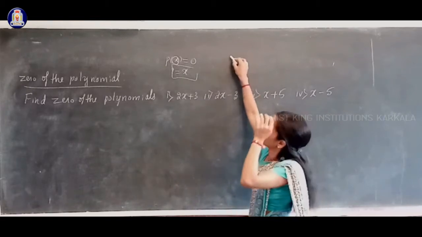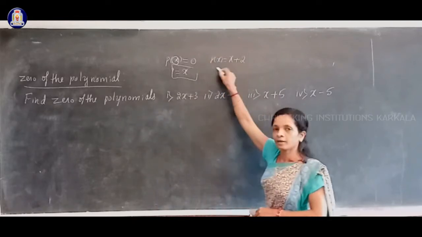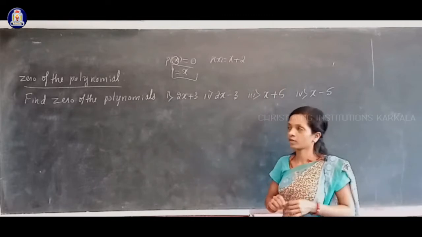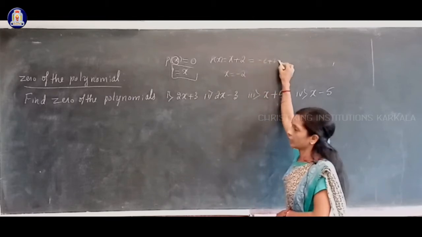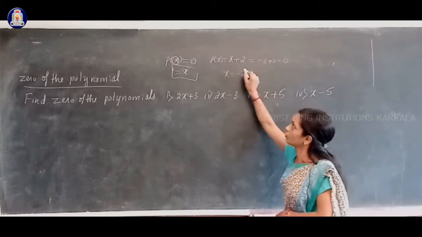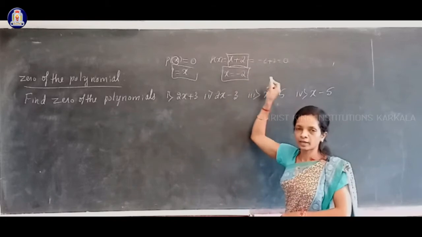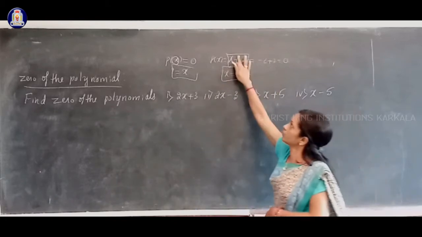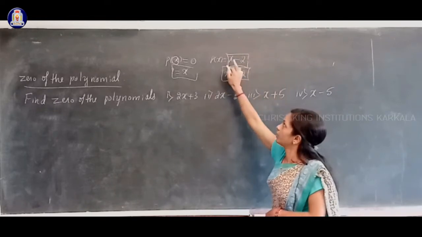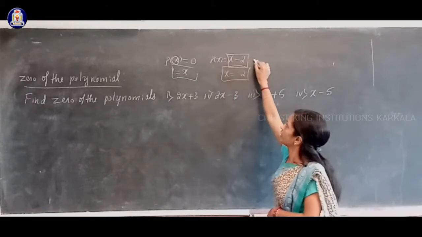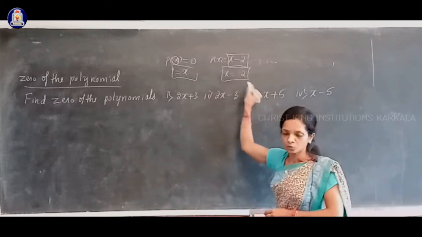For example, suppose I take x plus 2. This is a polynomial. If I take that polynomial as p of x, then this p of x is 0 for which value of x? If you take x equal to minus 2, then we get minus 2 plus 2, that is equal to 0. So for this polynomial x plus 2, x equal to minus 2 will be the 0 of the polynomial. Suppose I take x minus 2, then what will be the 0 of the polynomial? Then x equal to 2. By taking x equal to 2, 2 minus 2, you will get a 0. So the 0 of the polynomial is x equal to 2. Like that you have to find.